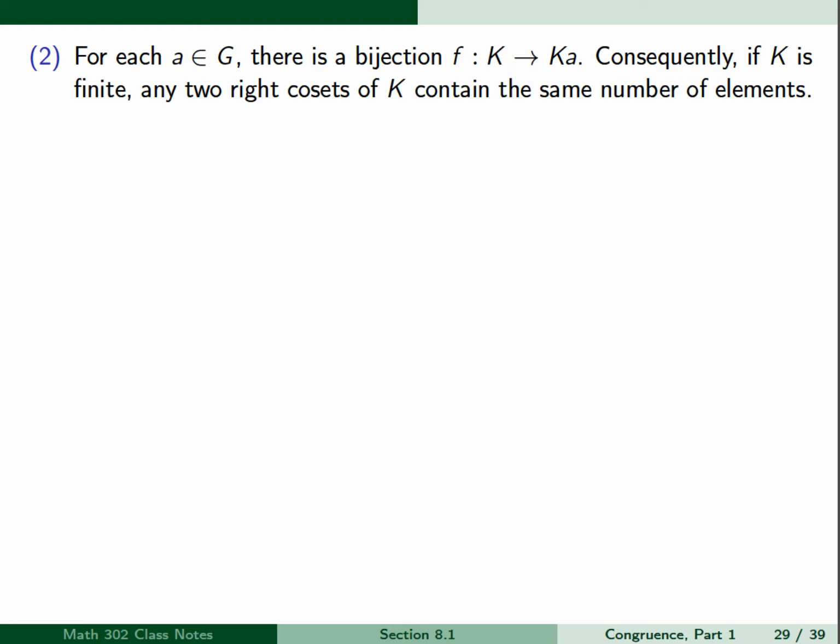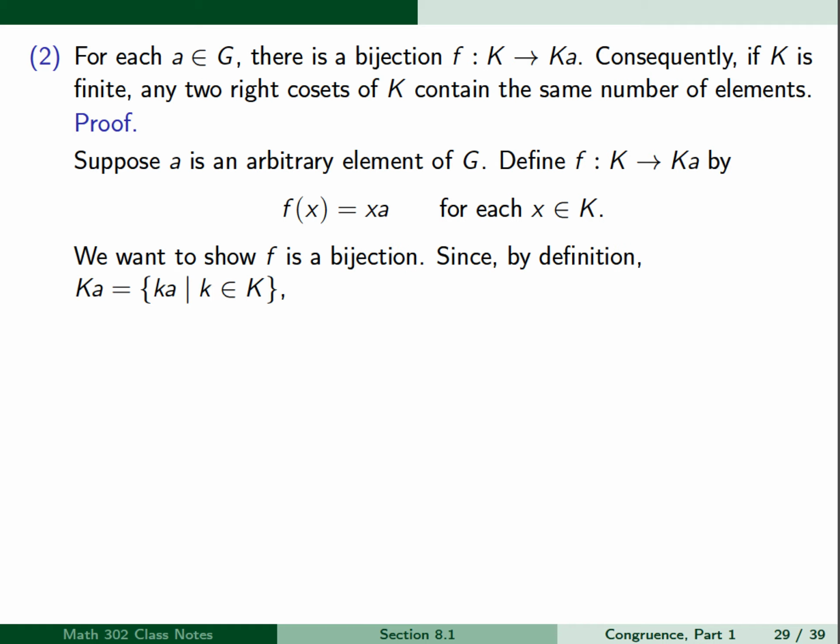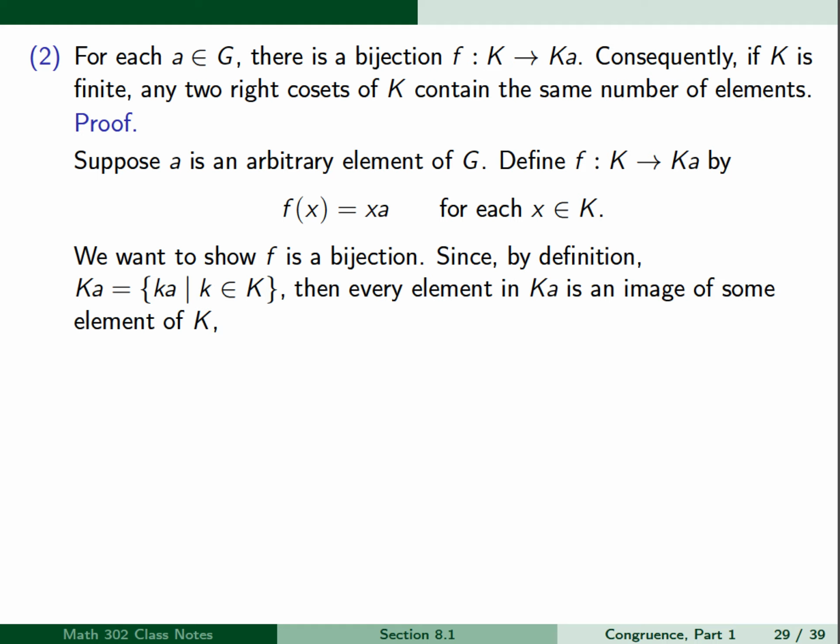To prove 2, we need to first show that for each a in G there is a bijection f from K to Ka. So let's suppose that a is an arbitrary element of G, and we'll define our function f from K to Ka by f(x) = xa for each element x in K. We want to show that f is a bijection. Since by definition Ka is the set of elements ka as k ranges over the elements in K, every element in Ka is an image of some element of K, so f is surjective.